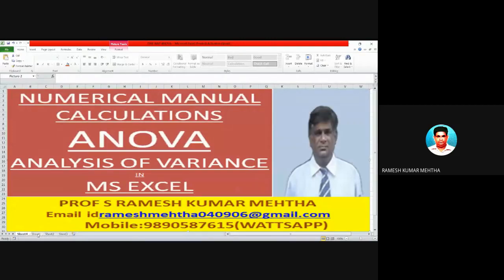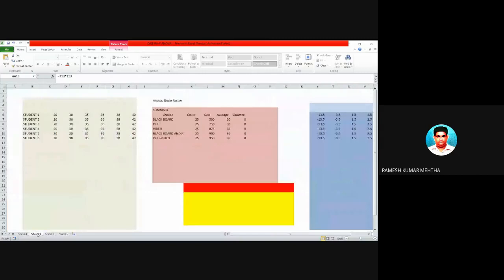Good morning, friends. Today we are going to talk about a topic on Anova, and we are going to take a numerical example. Along with that, we will try to find out the results of Anova, and we will even do numerical calculations by using the manual method. Okay, so that is our agenda for the day. Let's go into the details.